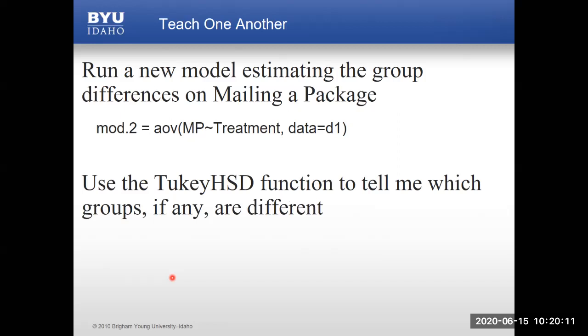So how about mailing a package? That's a different variable. You just change it to MP instead of ML. Everything else should look the same. And I want to know, is there bias about mailing a package? Like, okay, fine. It was illegal to help a gay person get married in 2013, so maybe people were hesitant about that, but there's no laws about helping a person mail a package. So are there any differences in willingness to help their friend mail a package based on who they are?